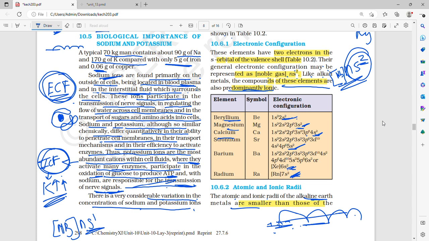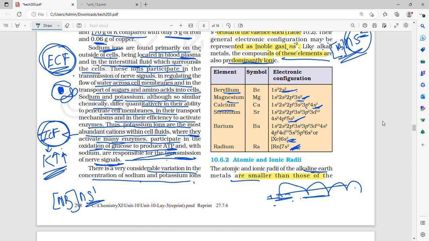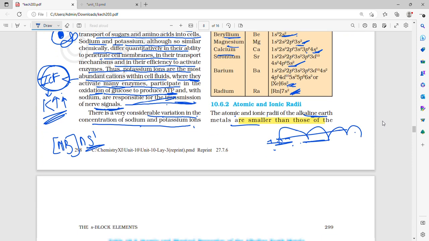Electronic configuration: alkali metals had one electron after their noble gas core, ns1. Now alkaline earth metals are going to have two electrons, that is the noble gas core and then ns2 configuration. And just like alkali metals, their compounds are going to be predominantly ionic. Beryllium is 2s2, magnesium 3s2, calcium 4s2, strontium 5s2, barium 6s2, radium 7s2.